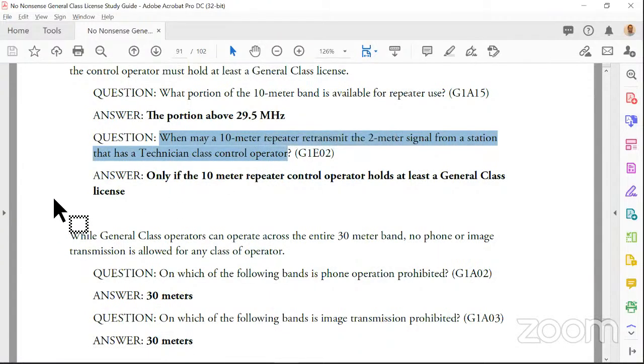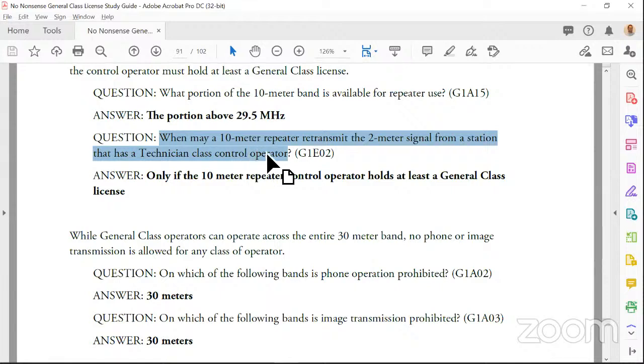When may a 10-meter repeater retransmit the 2-meter signal from a station that has a technician class control operator? So let's dissect this question a little bit. We are saying that there's a 10-meter repeater, that's the 28 megahertz band, and the 2-meter signal, that's in the 144 megahertz portion of the band. Now, this is a technician class control operator that's on the 2-meter band, but there's a crossband repeater that is able to repeat on 10 meters.